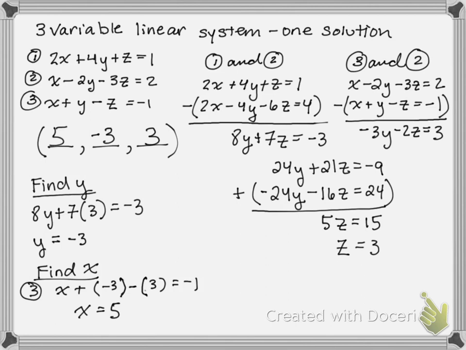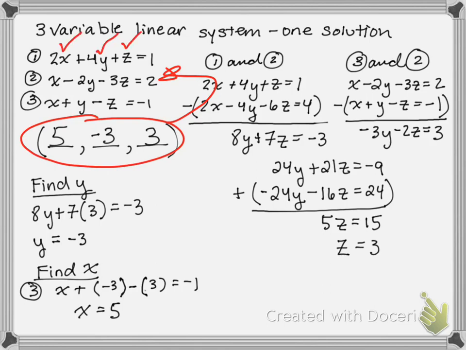Let's understand two things about this. One thing is that this means that if I substitute any of these values into any of these equations, I will get a true statement. And you can check that. You plug in x is 5, y is negative 3, and z is 3. That is going to be equal to 1. Okay? So that's one thing.